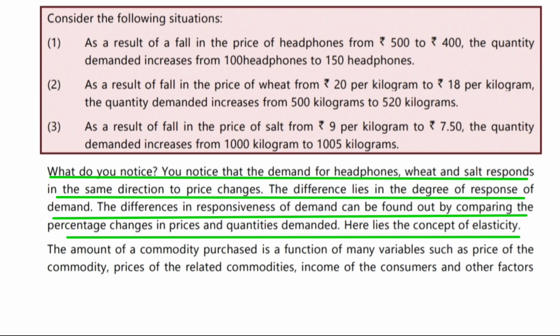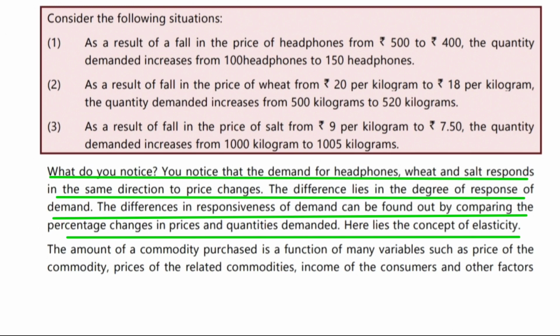There is an increase in the demand for headphones. There is an increase in the demand for wheat and also salt. But the degree of difference is different from one to another. The increase in headphones for a change of rupees 100 in price, the increase in kilograms of wheat for a decrease of 2 rupees per kilogram in the cost of wheat, and rupees 1.50 for salt are different. The ratio of increase in the product is not the same in all three cases. But you can find that there is a percentage of increase in all these three examples.